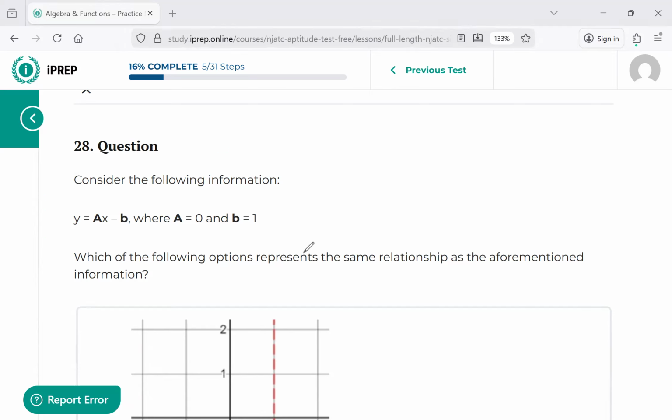Consider the graph following. We have y equals ax minus b, where a is 0. So I would just plug that in. A is 0, so it's 0x, and then minus b. So you get y equals -5. And what that graph looks like is a horizontal line. There's -1, it goes completely horizontal like this.